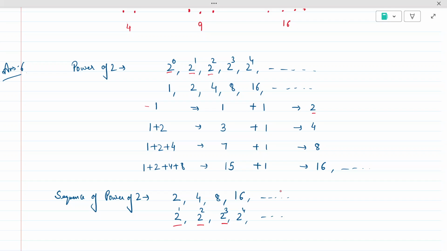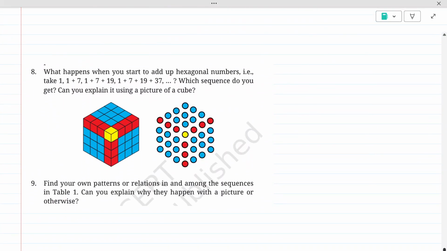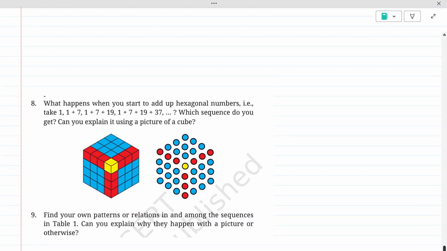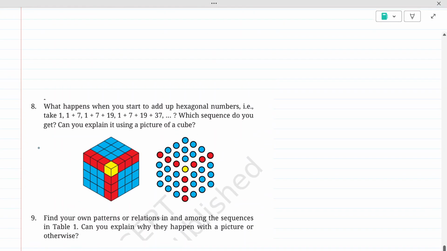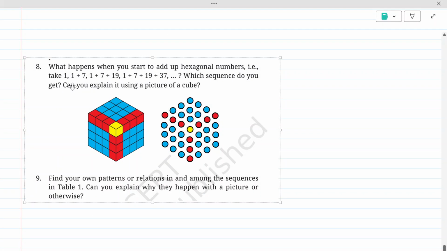Now we will take the next question. The next question is, what happens when you start to add up the hexagonal numbers, what sequence will you get?